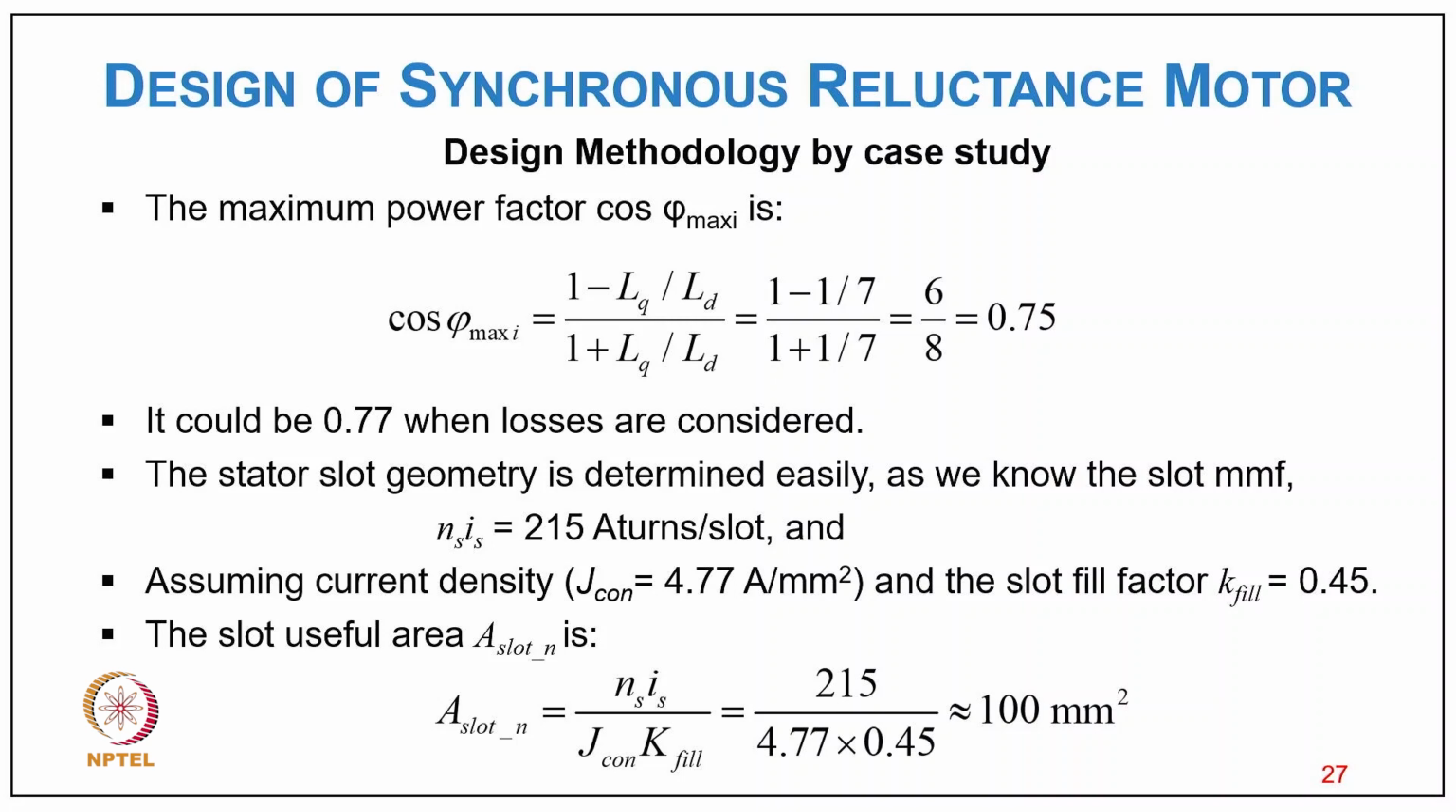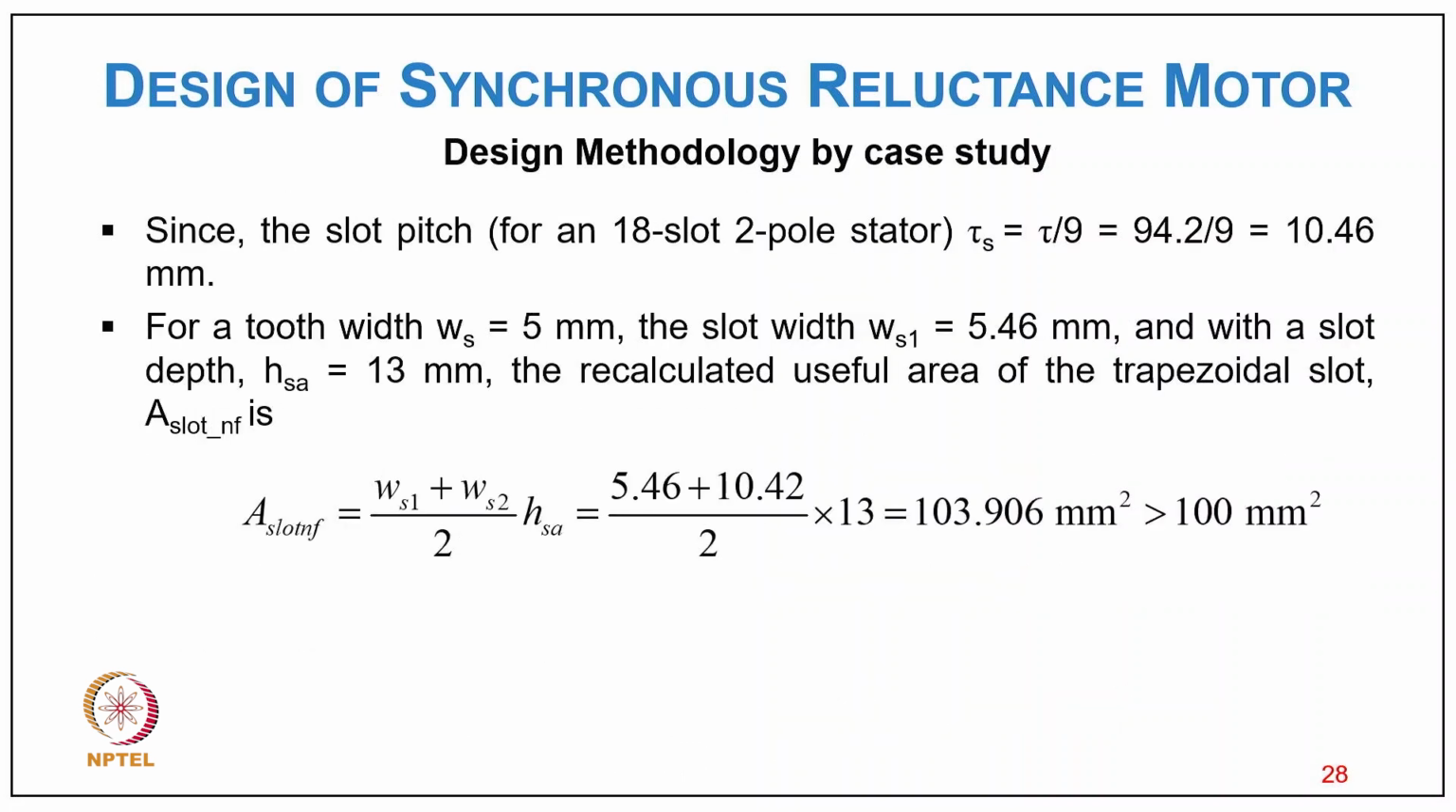So, the stator slot geometry is determined easily when we know the slot MMF NsIs = 215 ampere turns per slot, and assuming current density J = 4.77 ampere per millimeter square, the slot fill factor carefully 0.45. So, slot useful area is A slot = NsIs divided by J K fill, and putting value, it comes 100 millimeter square. Since the slot pitch for an 18 slot 2-pole machine is tau upon 9, that is 10.46 millimeter, for a tooth width of 5 millimeter, the slot width is 5.46 millimeter.